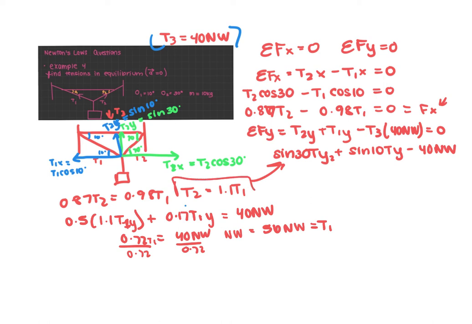So when we have T1, for example, we can go ahead and plug that into this equation, where it says T2 is 1.1 T1. Here we have T1 equals 56 newtons. T2 is equal to 61 newtons. And T3 is already our given, equal to 40 newtons. These are our answers.